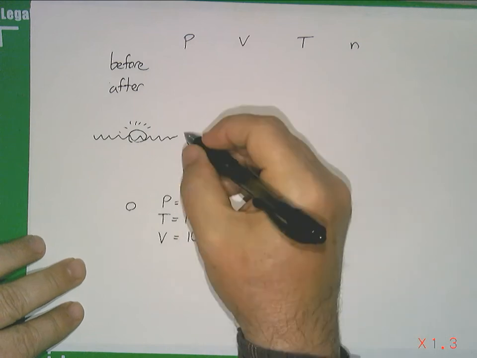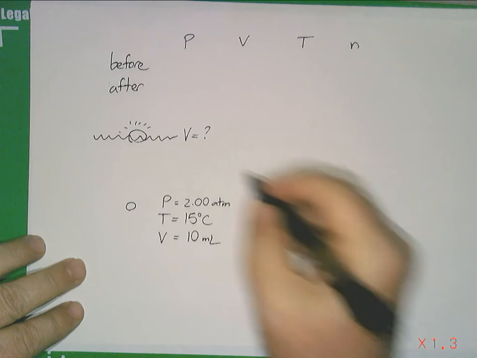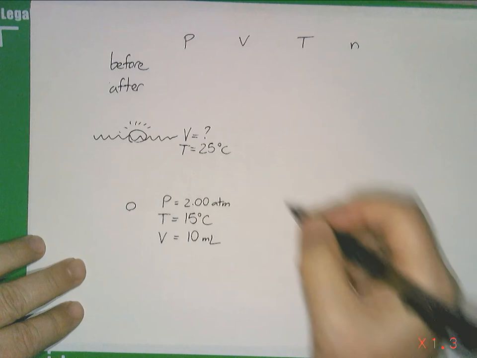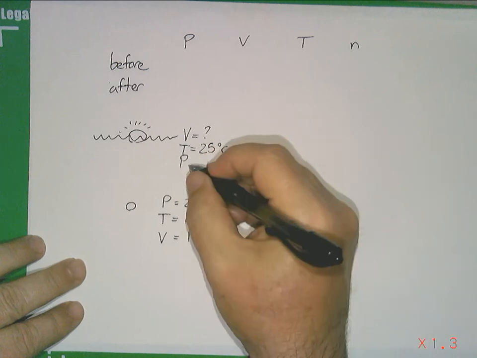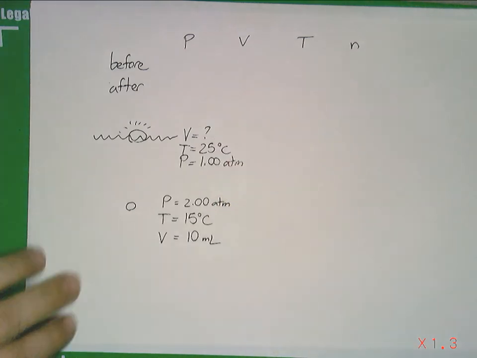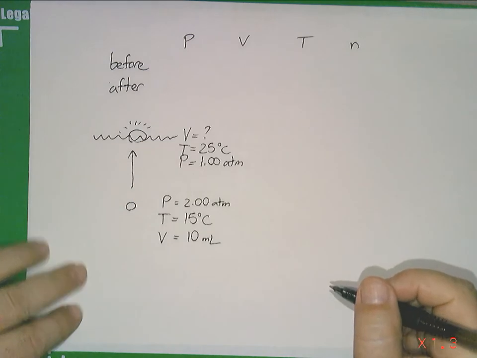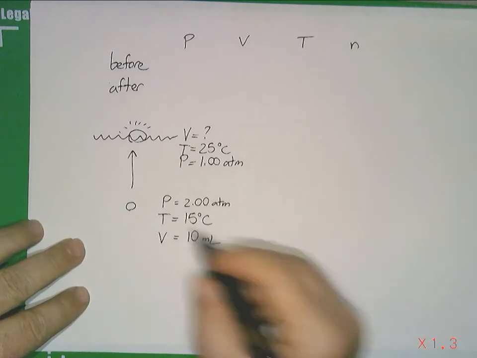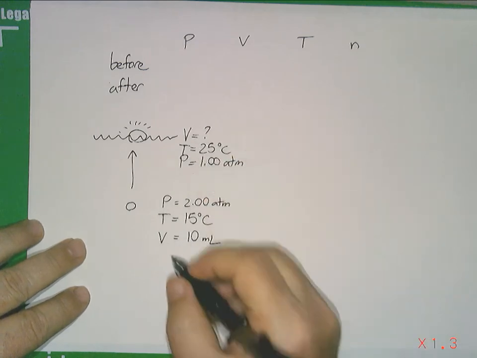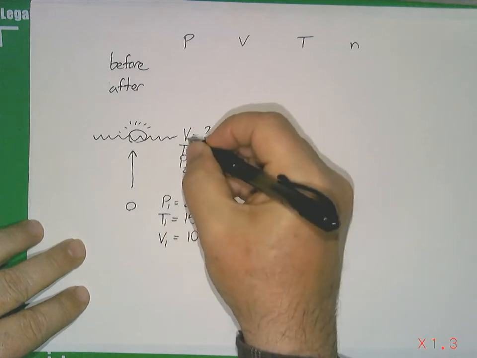And I want to know, what's the volume at this point where the bubble bursts? I'm going to say the temperature at the surface is 25 degrees Celsius, and the pressure at the surface is 1 atmosphere. So I want to know what the volume is after the bubble rises. Now, what I'll do is label the conditions. These are the conditions before the change occurred, and these are the conditions after. So how about if I put a 1 on things before and a 2 on things after?